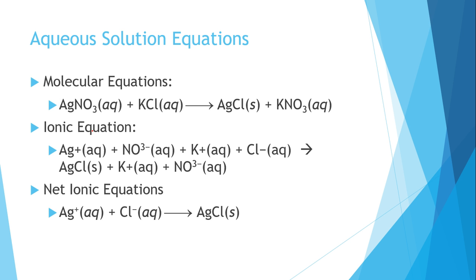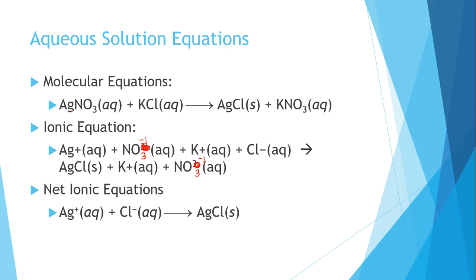Down here is my ionic equation. Before I explain it, I have a couple errors that I want you to fix. First, NO3 should be NO3 with a negative 1. So down here, please fix this to be a 3 on the bottom and a negative 1 on top. Now that we've fixed those errors that I made, let's go through what happened.